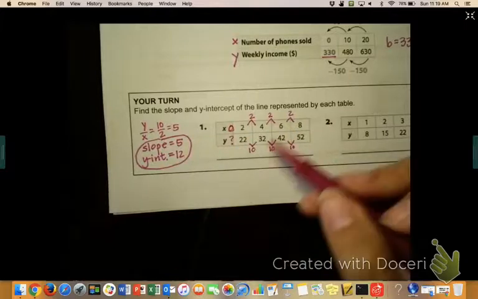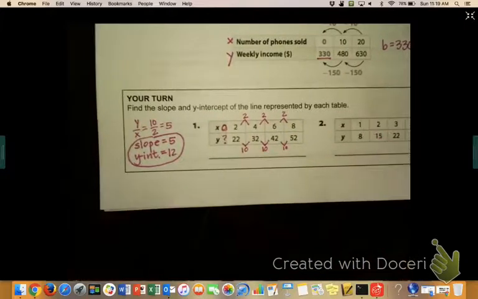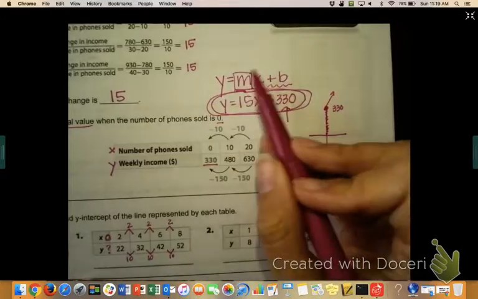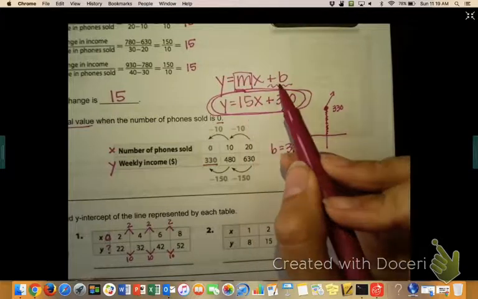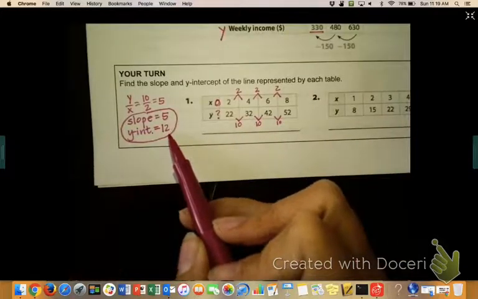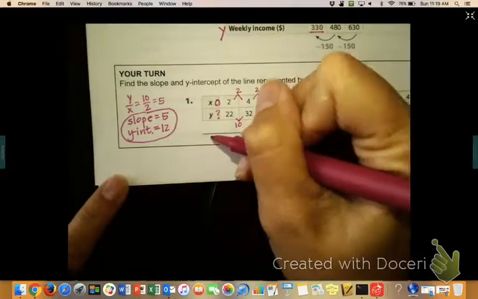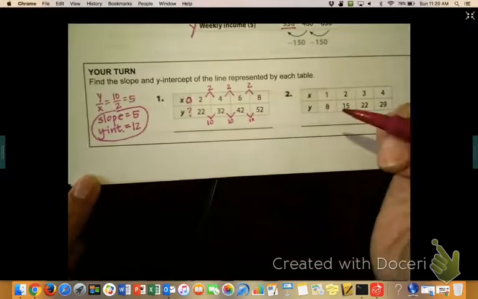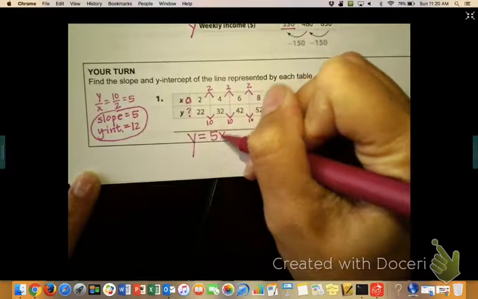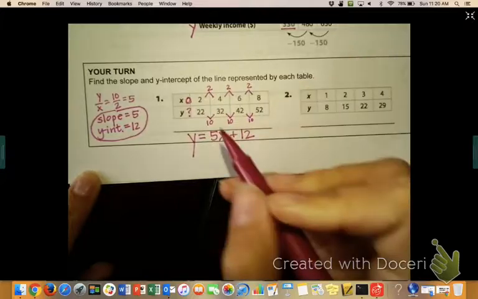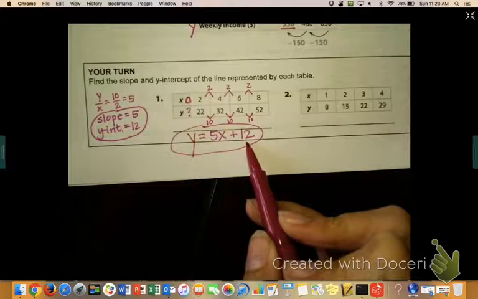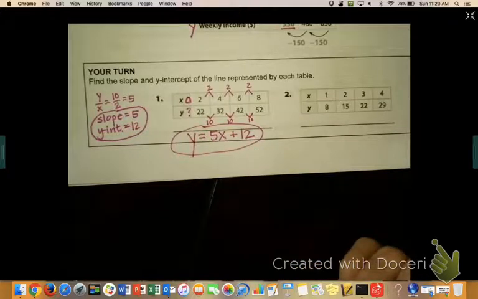Now it doesn't tell you to do this, but I'm going to have you guys write an equation too, because now that we know that y equals mx plus b is your equation, and m is your slope, and b is your y-intercept, and I gave you just now what your slope and y-intercept are, you should be able to write it into an equation. So real quick, go ahead and write that y would equal 5x plus 12. So that's your final equation. All you do is make the m your slope, make the b your y-intercept, and you've written an equation.